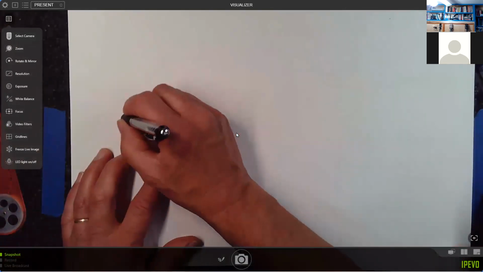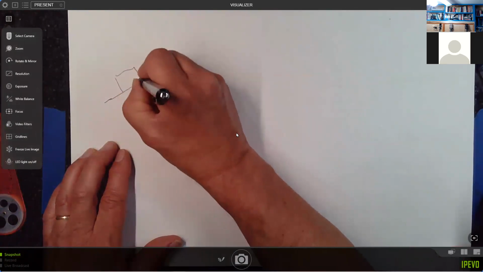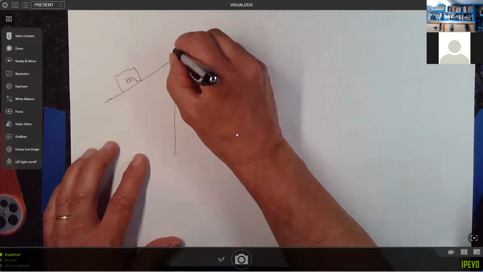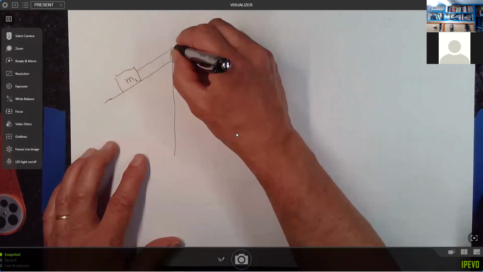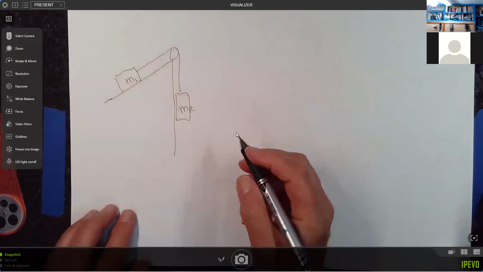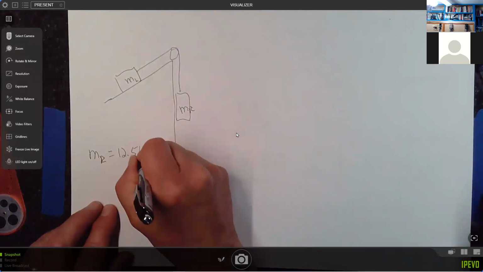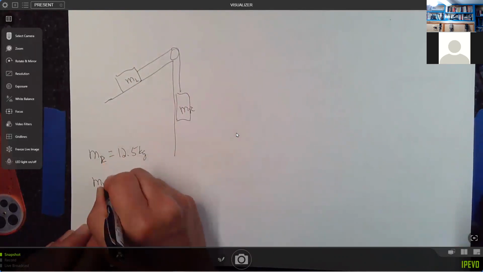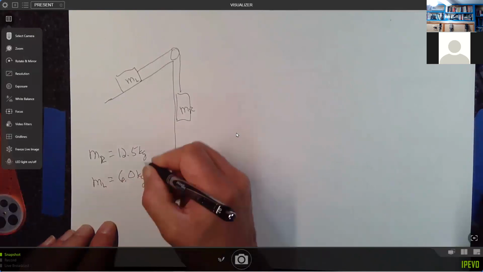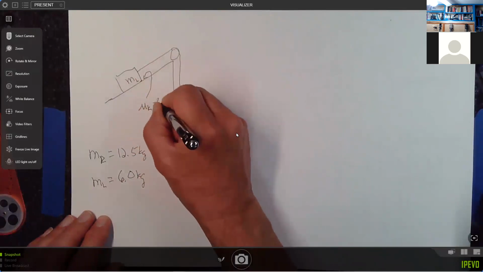And so let's suppose that we have something that looks like this, and I've got M sub L here. I've got a pulley, and so there's a cord that goes up to that pulley and then comes down here, and I have M sub R here, and let's let M sub R be 12.5 kilograms and M sub L be 6.0 kilograms. And I will put a coefficient of kinetic friction here, 0.10.